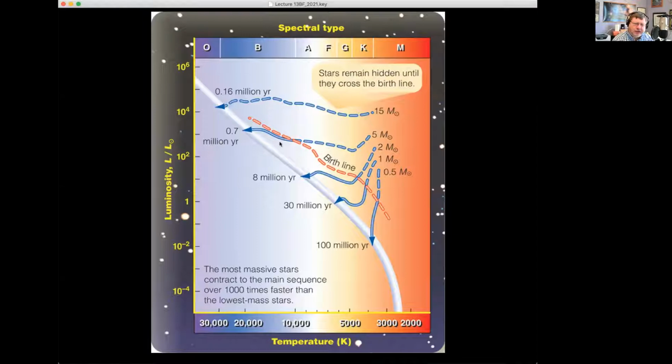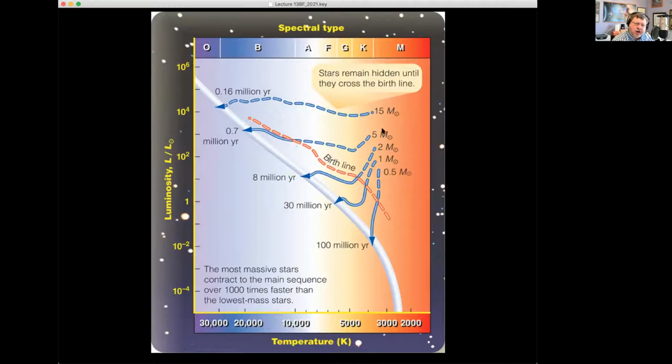So here we see the lines going from birth lines for protostars of various masses. These numbers here refer to how long it takes to get born. Okay, so a 15 solar mass star takes only 160,000 years to get born. And by born, it means you collapse, then thermonuclear fusion starts at the core, and you settle down on the main sequence.